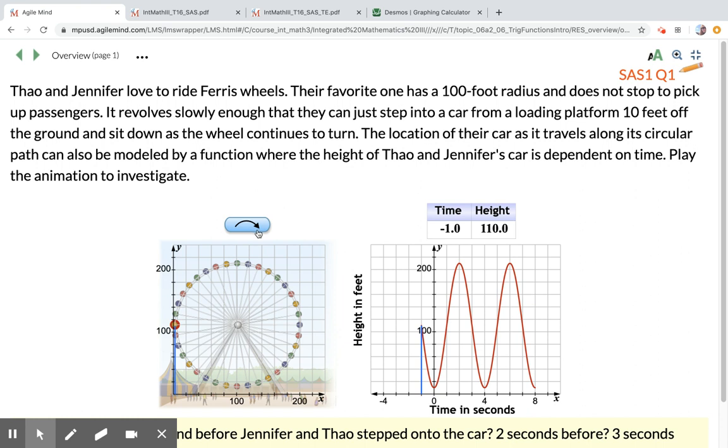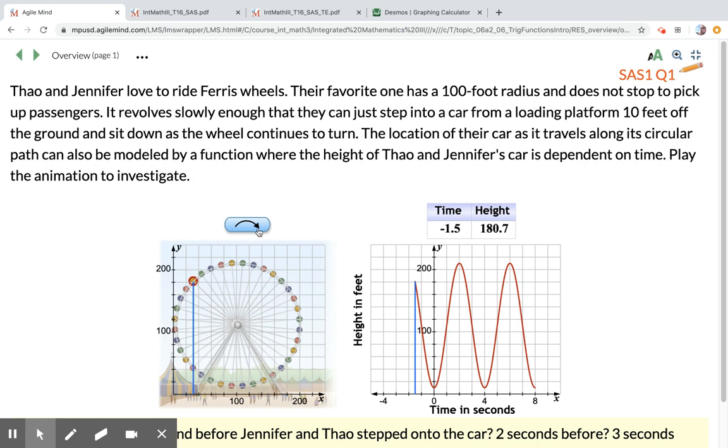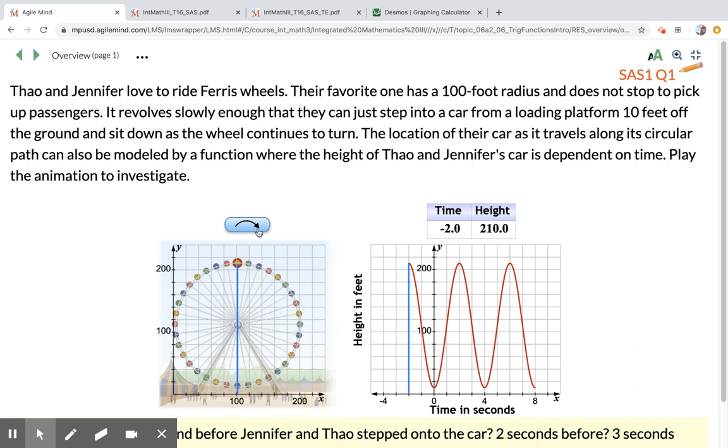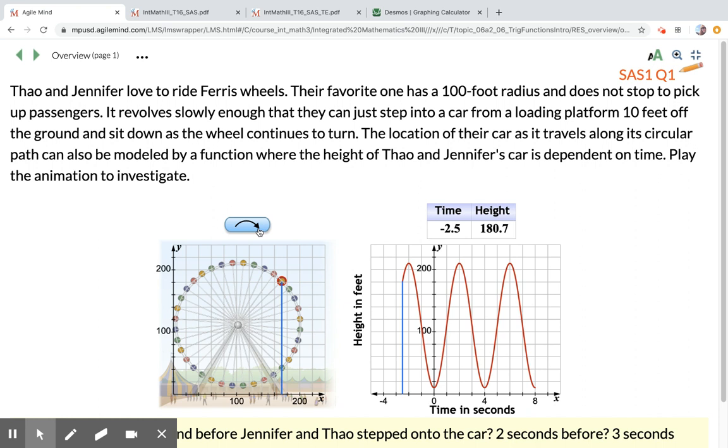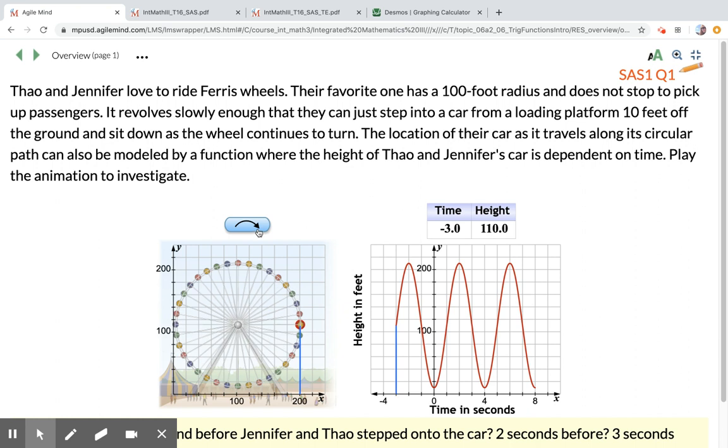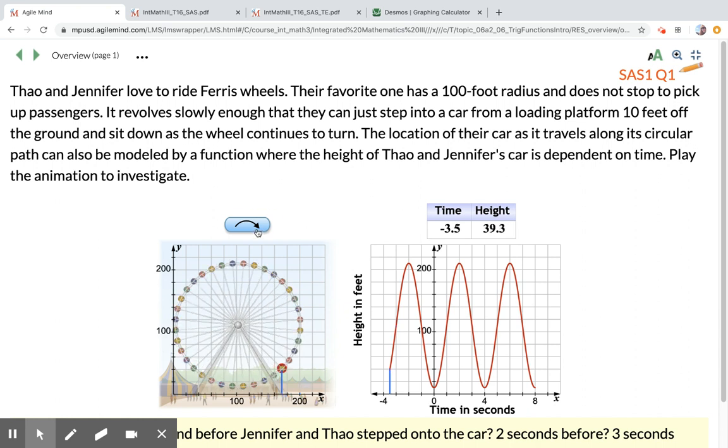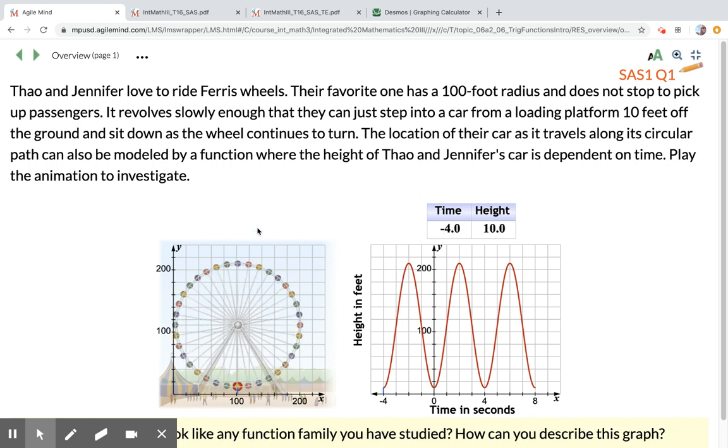1 full second before they got onto it, it was at 110 feet. 1.5 seconds before, it was at 180.7 feet. 2 seconds before, it was up at the top at 210. 2.5 seconds before, it was at 180.7. 3 seconds before, it was at 110 feet. 3.5 seconds before, it was at 39.3 feet. And of course, 4 seconds before they got onto it, it was sitting at the bottom platform at 10 feet.